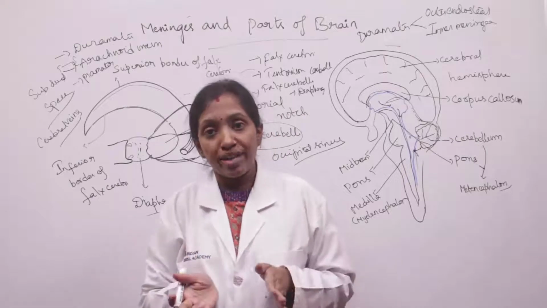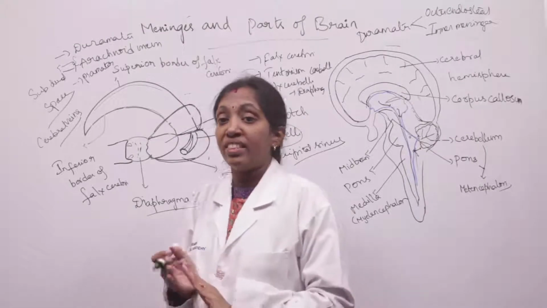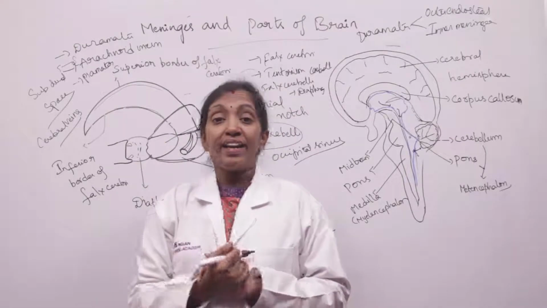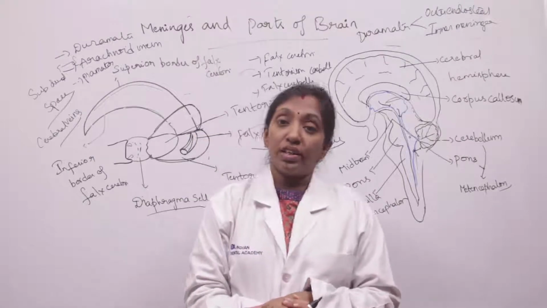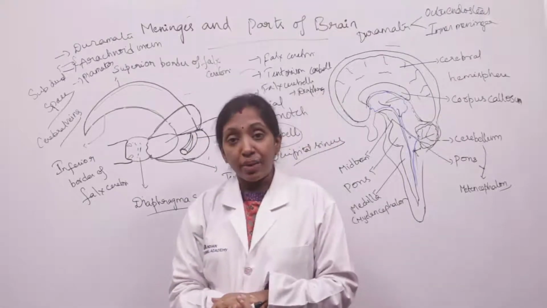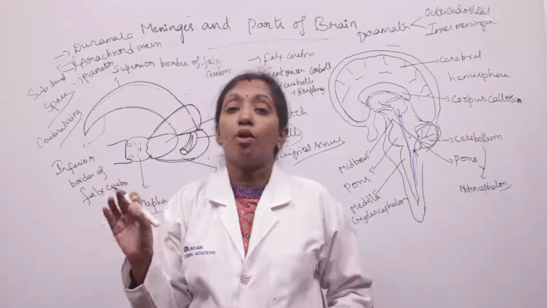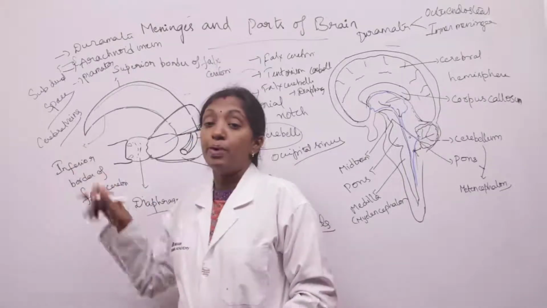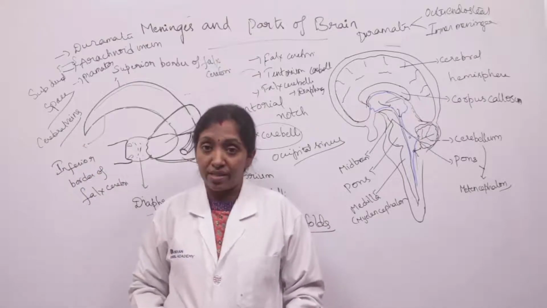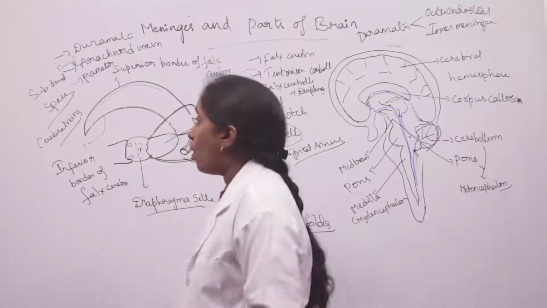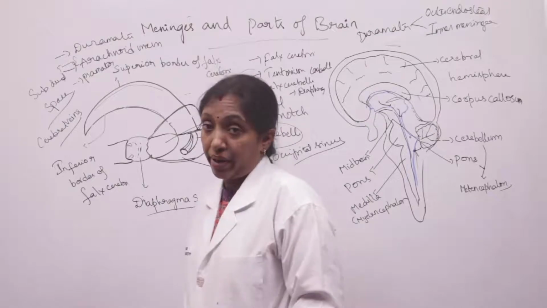So what is the subdural space? The space between the dura mater and arachnoid membrane we call the subdural space, and this subdural space consists of a very thin film of fluid and also cerebral veins. Okay, and coming to the arachnoid membrane.